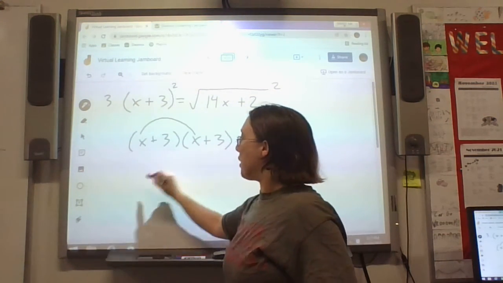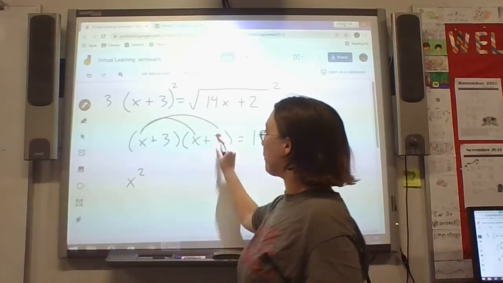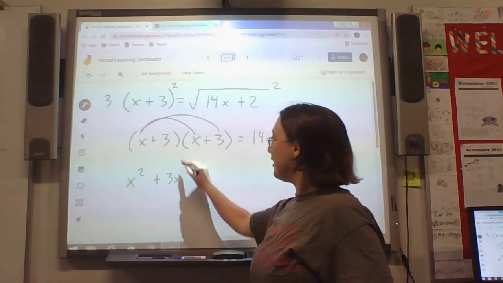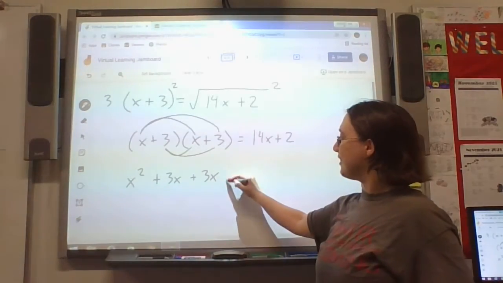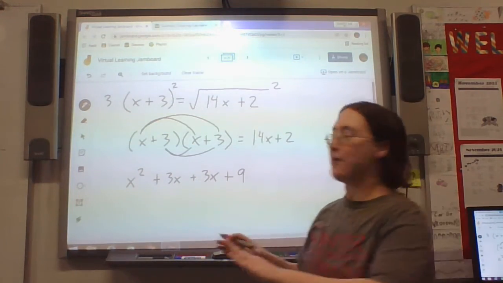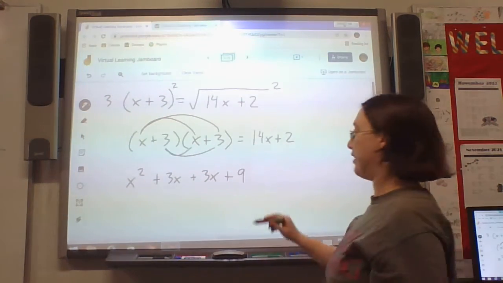We do have an x squared, and we do have a 9, but we also got this stuff in between. We got this 3x, we got another 3x, and we got this 9. And again, if that's a step you can do in your head without having to write out that in-between step, that is 100% fine.